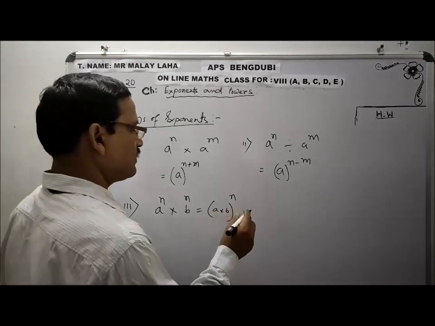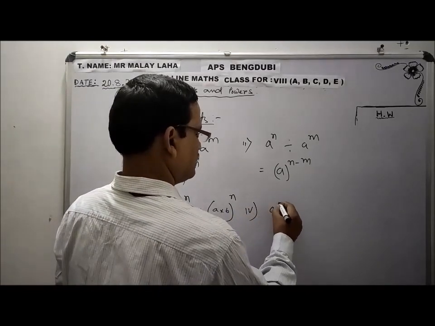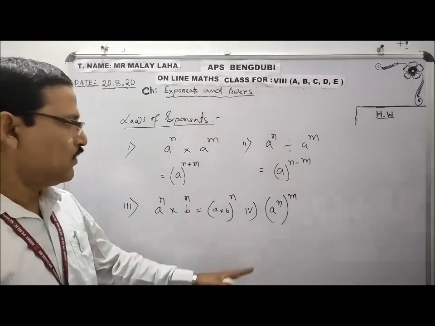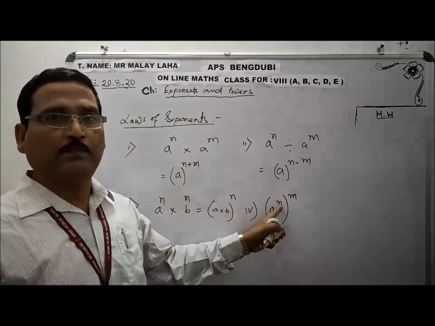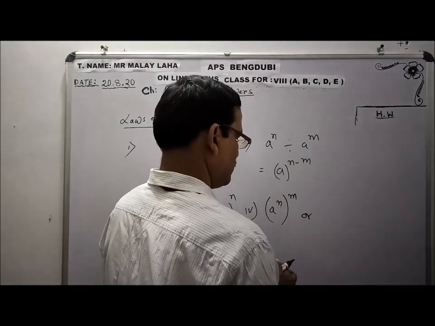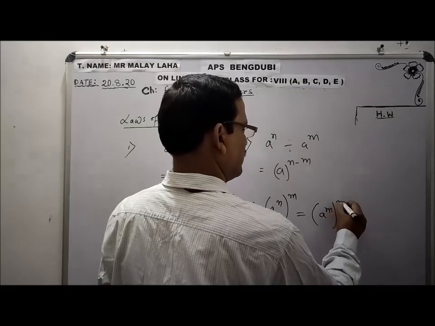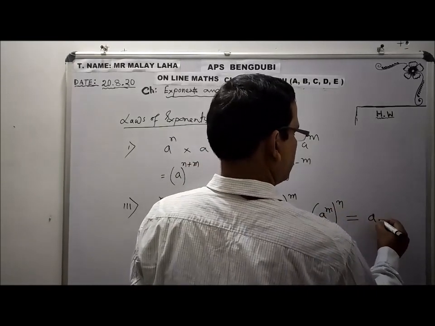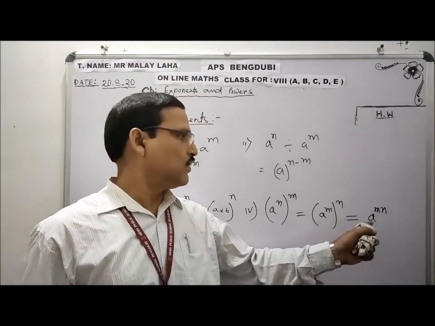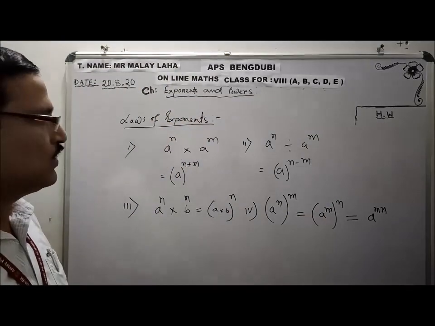Okay. Now in the same way, number 4: a raised to n, raised to m. When a rational number has a double power, inside and outside, I can write a raised to m raised to n, or we can write a raised to mn, m into n. Whatever situation arises, we have to write the right form of these laws. So this is the fourth law.